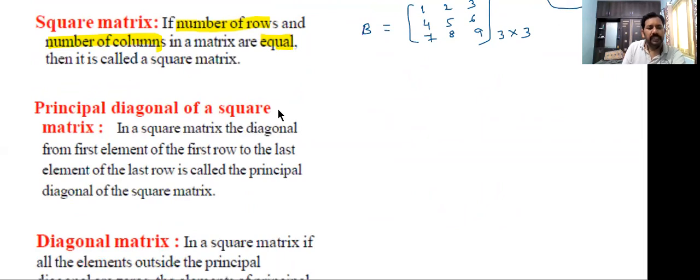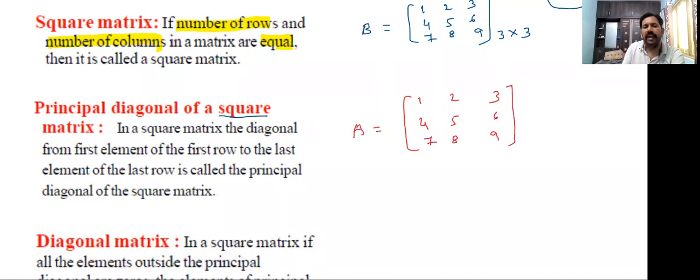Next, principal diagonal of a square matrix. In a square matrix, the diagonal from the first element of the first row to the last element of the last row is called the principal diagonal of the square matrix. For suppose I am taking one square matrix: 1 2 3 4 5 6 7 8 9.